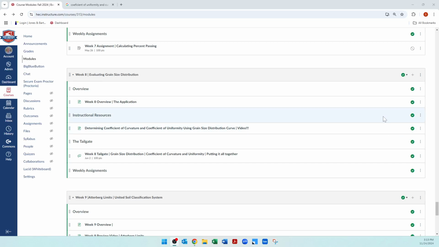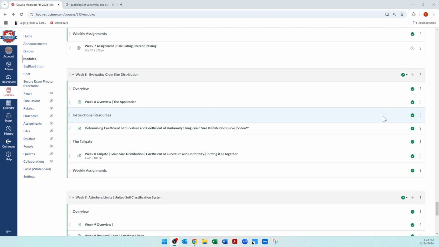Well, as you can see on your screen, I'm supposed to have a video in here in this week 8 under determining coefficient of curvature and coefficient of uniformity using the grain size distribution curve. There's supposed to be a video there. Well, I looked and it's not, so I'm going to put one there.